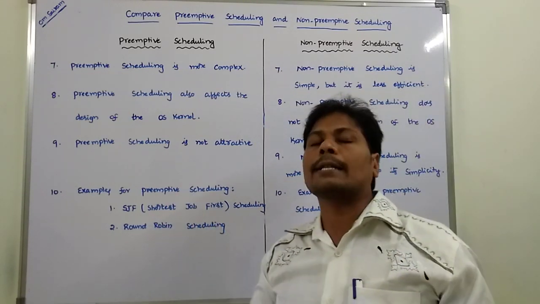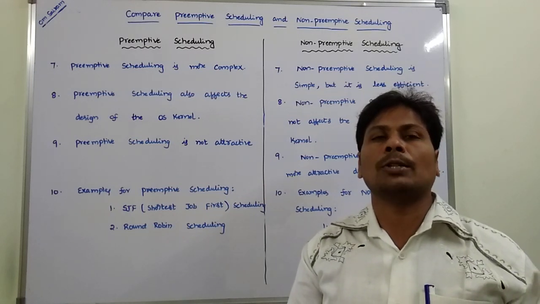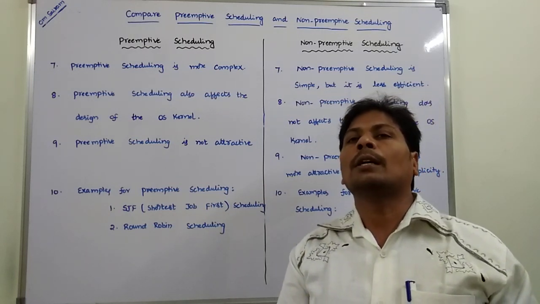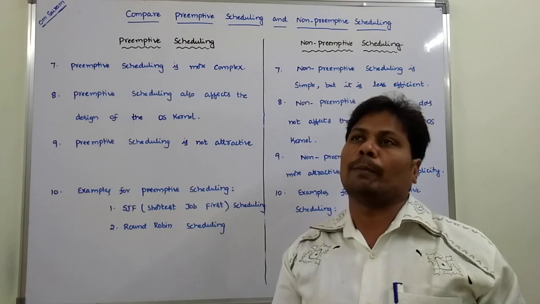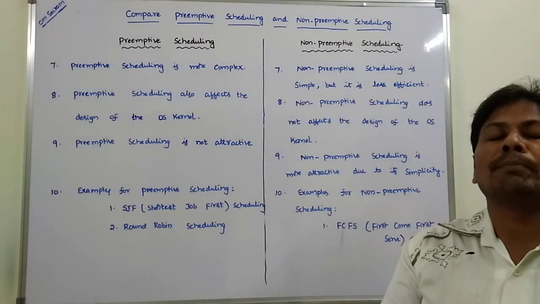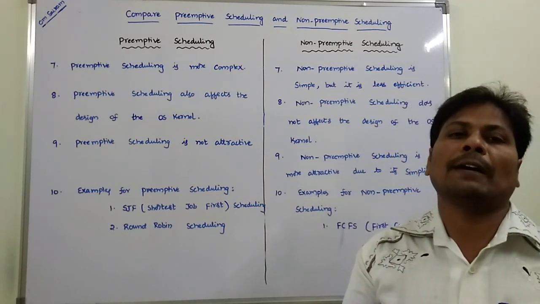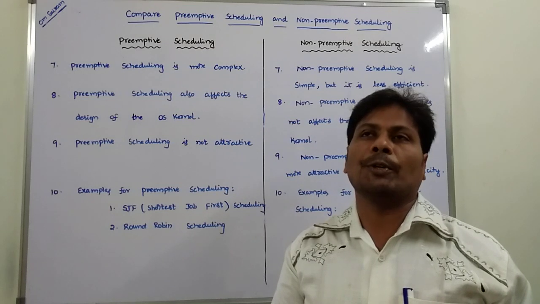Next one is examples. Examples for preemptive scheduling are shortest job first scheduling and round robin scheduling. Whereas the example for non-preemptive scheduling is only FCFS, first come first serve scheduling.